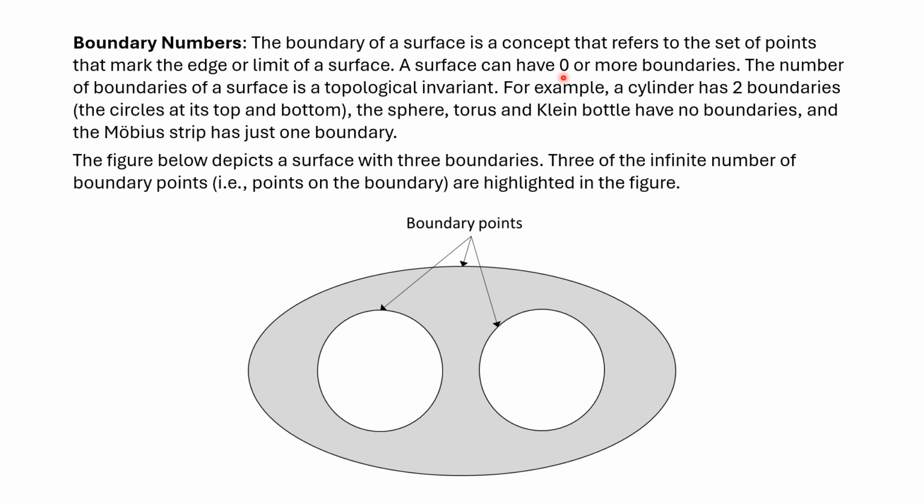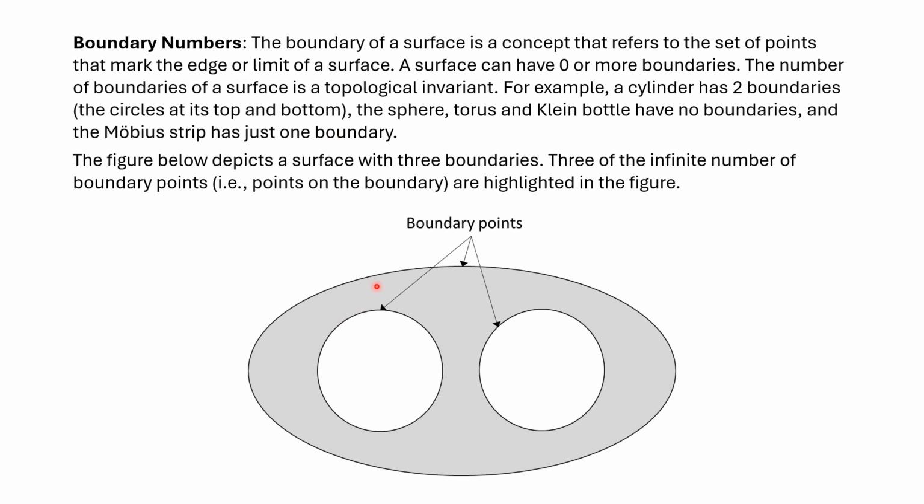The number of boundaries of a surface is a topological invariant, which means if you have a surface with 2 boundaries and another one with 3, then they're topologically different. For example, a cylinder has 2 boundaries, the circles at the top and its bottom. As I mentioned, the sphere has no boundary. Also, the torus and the Klein bottle have no boundaries. And the Mobius strip, if you recall, you can run your finger along an edge and you'll come back to where you started. So that's just the one boundary that you have for a Mobius strip.